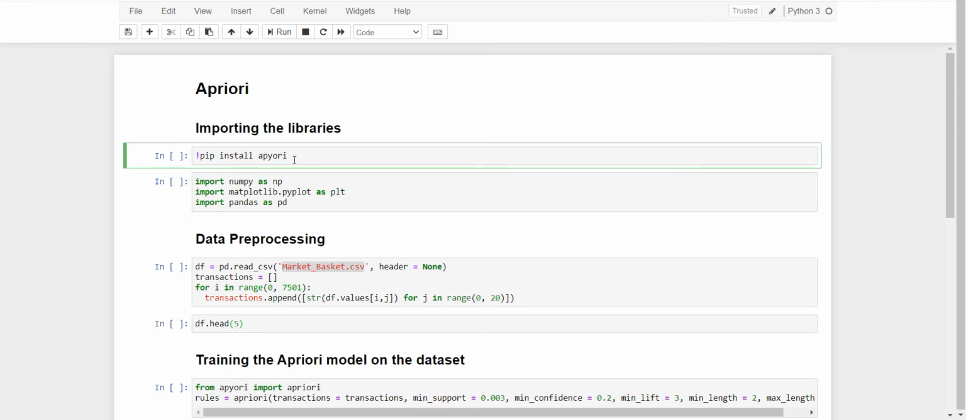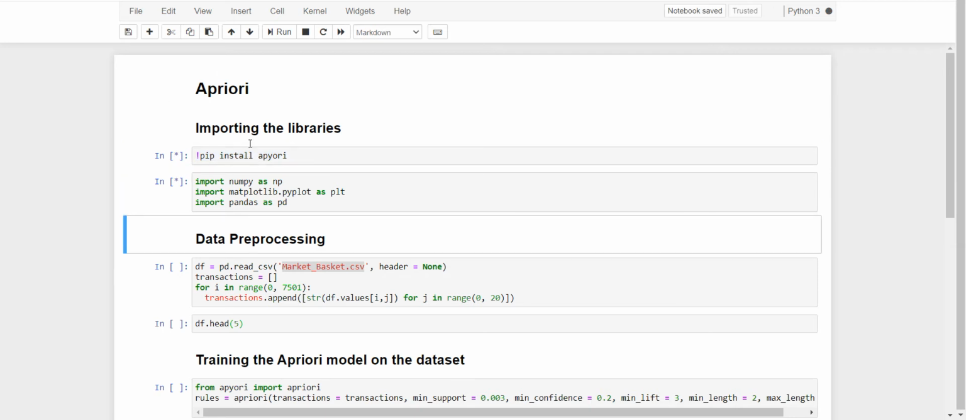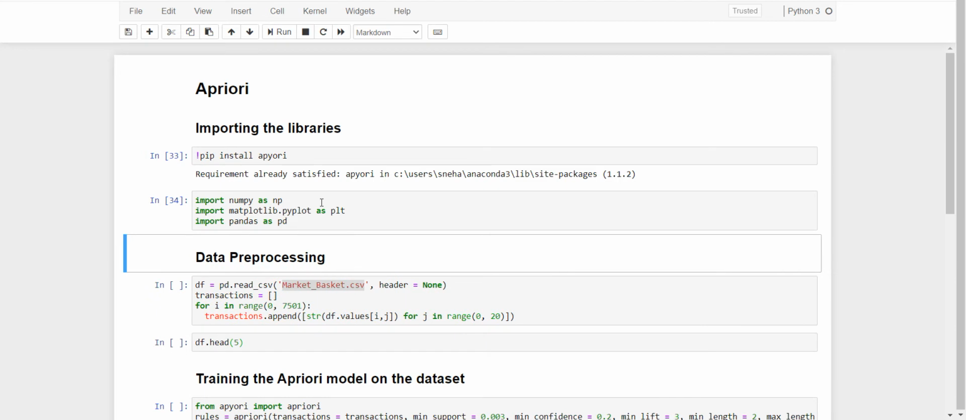So here I'll be installing my Apriori library in order to import the Apriori function. So this was the first step, importing libraries. I have imported all the important libraries required for the project. Next is the data pre-processing phase.